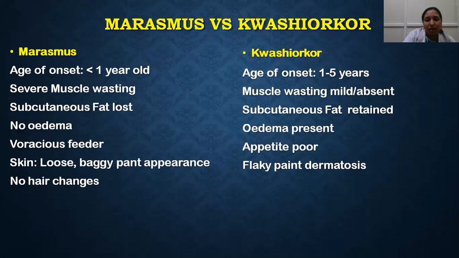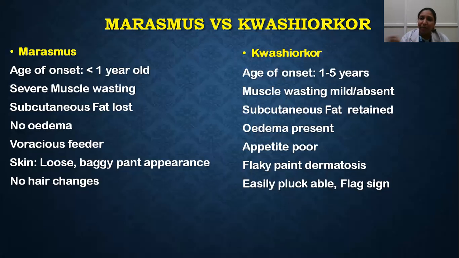And hair, when you look at marasmus, there are usually no hair changes. Whereas in kwashiorkor, the hair is easily pluckable. Just by touching it, the hair will be removed. And there is the flag sign. I talked about this in the last class. There are alternating colors of light and dark pigmentation because the melanin is lost from the hair. So because of the growth of the child, the flag sign is seen in kwashiorkor.